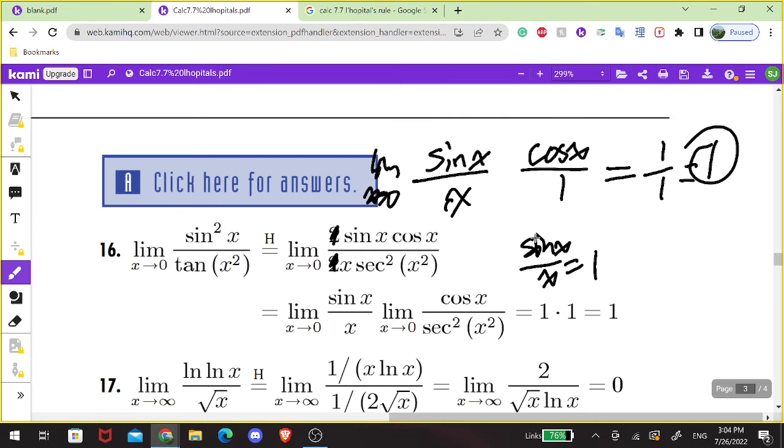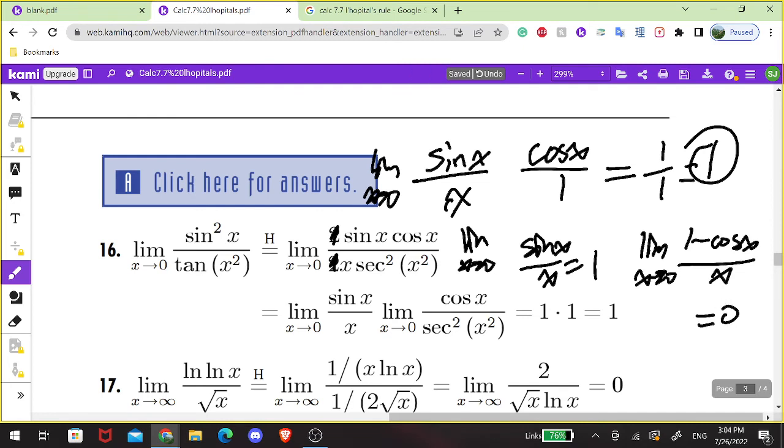Okay, found it. It's the limit as x approaches 0, and the same for this, the limit as x approaches 0 of (1 minus cosine x) over x is equal to 0. Again, if you want to prove this, it's the same way we use L'Hopital. Cosine of 0 is 1. 1 minus 1 is 0, over x is 0, so 0.